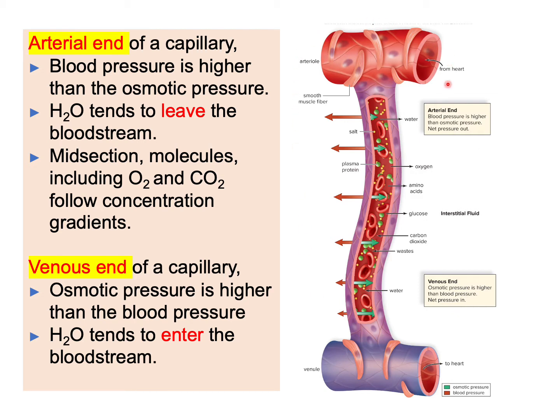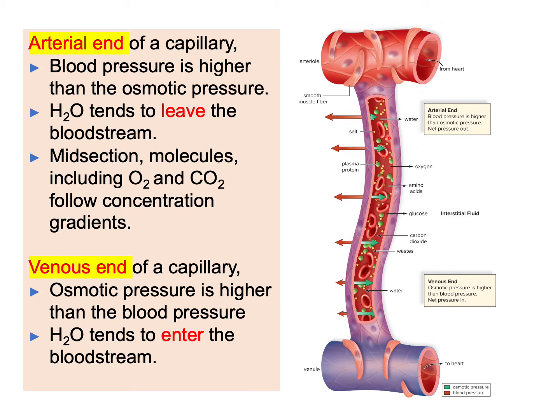At this end here is the arterial end of the capillary, where the blood pressure is higher than the osmotic pressure, and this end here is the venous end of the capillary, where the osmotic pressure is higher than the blood pressure. So back to the arterial end, what happened here?